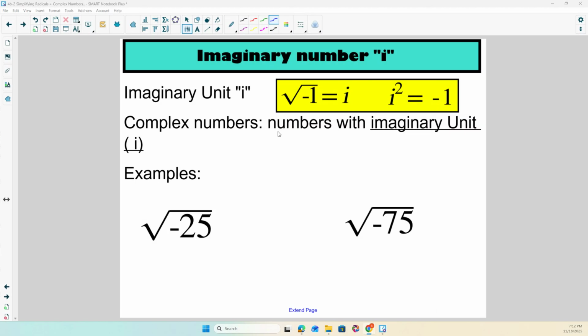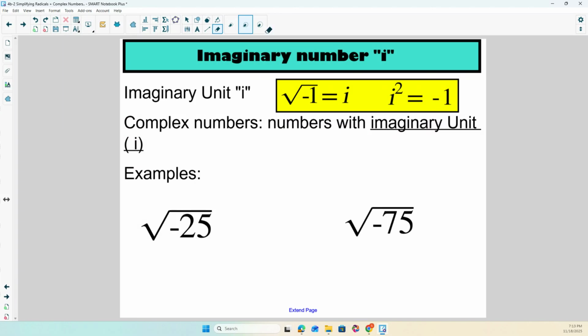Next, we're going to talk about the imaginary unit i, and the imaginary unit i is the square root of -1. So if you try to put in the square root of a negative number in your calculator, you will get an error message because you cannot take the square root of a negative number. Basically, you cannot multiply two negative numbers to get a negative number. Anytime you multiply two negative numbers, for example, -2 times -2, you get +4. Okay, so you cannot take the square root of a negative number.